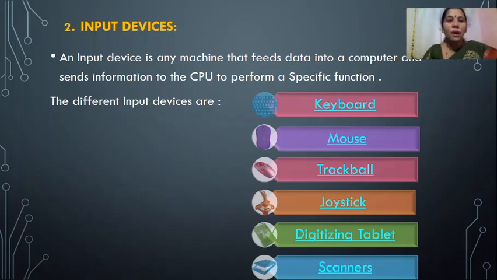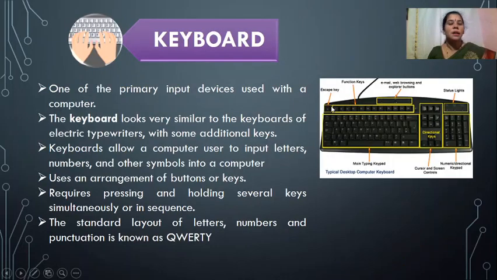So input devices, we have listed some of them. We'll go through how each works individually. So now, the keyboard. What is a keyboard? The keyboard is one of the basic things connected to every computer which we see. Correct? Yes. One of the primary input devices used with the computer is the keyboard.